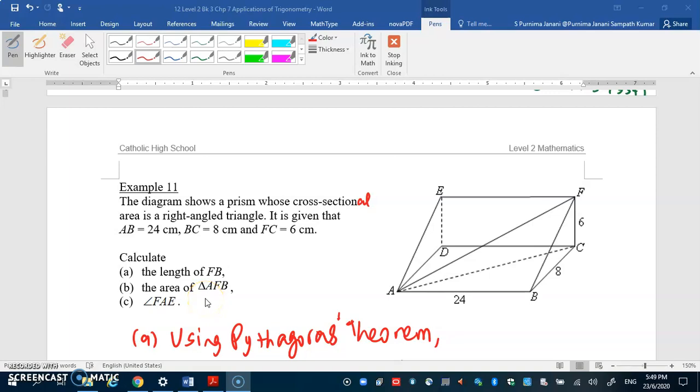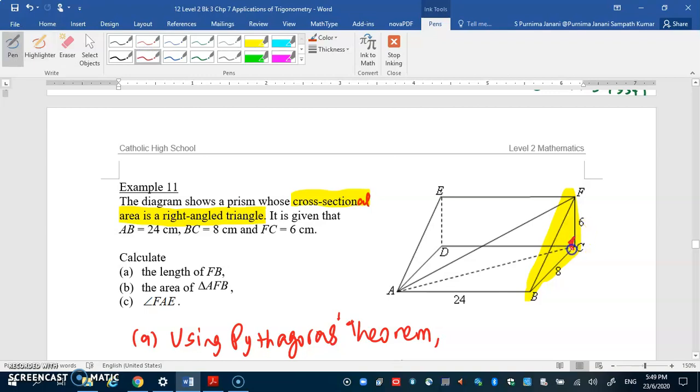So we're looking at example 11. The diagram shows a prism whose cross-sectional area is a right angle triangle. Okay, add the two letters AL over here. Its cross-sectional area is a right angle triangle. So basically they're saying that this is the cross-sectional area. This is a right angled triangle.